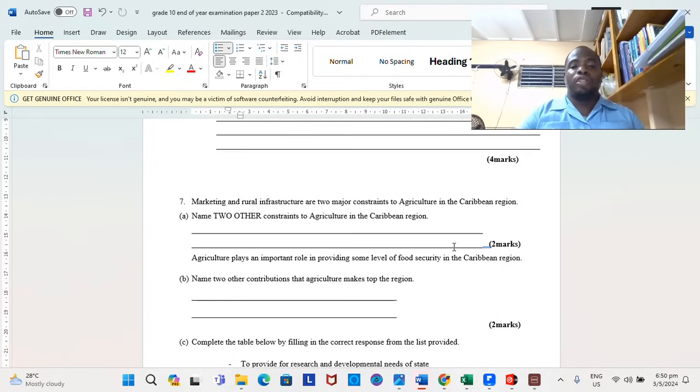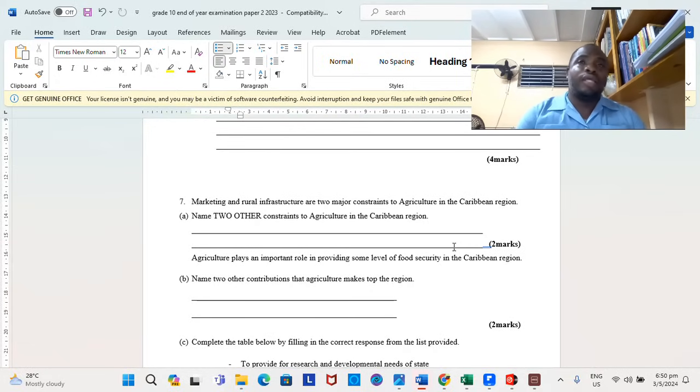Rural infrastructure, some simple things such as, and I shouldn't say simple things, they're important, roads, right? Light, water, basic necessities sometimes are lacking. And they're lacking the majority of the times in the rural area. But it says, name two other constraints to agriculture in the Caribbean region.